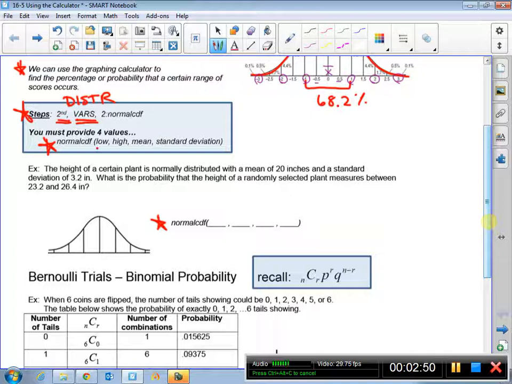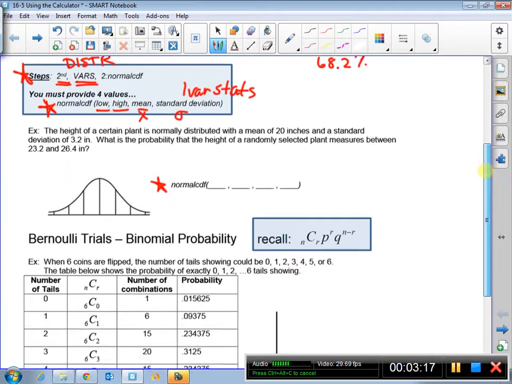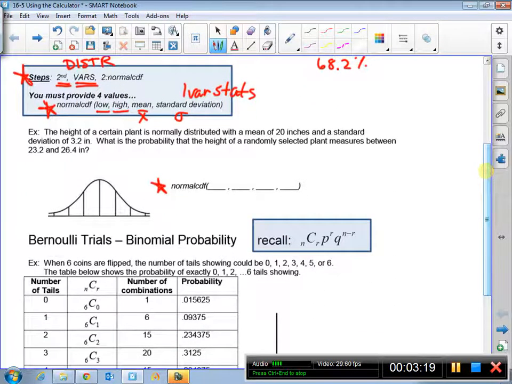It's going to need the low score or value that you're looking at, the high score, the mean for that data, and the standard deviation for that data. So you're still going to need to go through and do the 1 var stats and get these things. Get the mean and the standard deviation. And then you can still set up your normal curve with your values. But we're going to be able to put this right into our calculator.